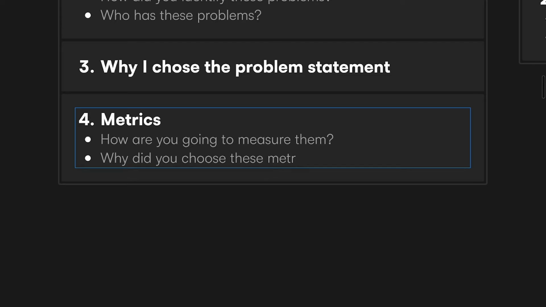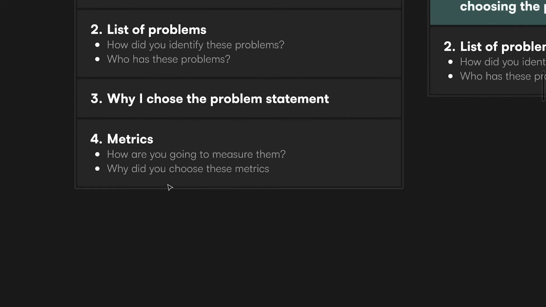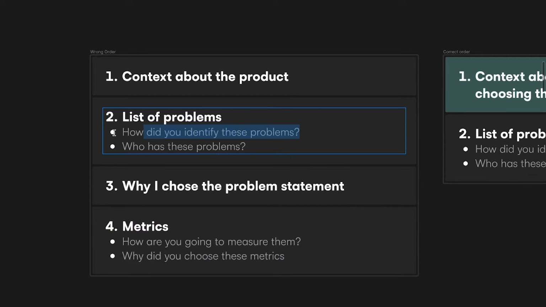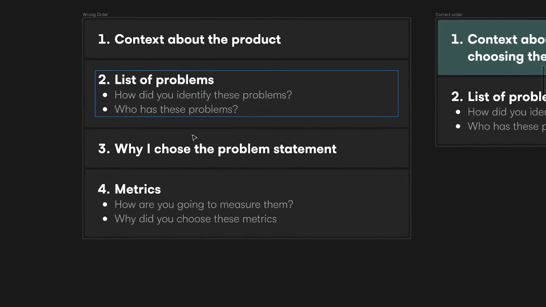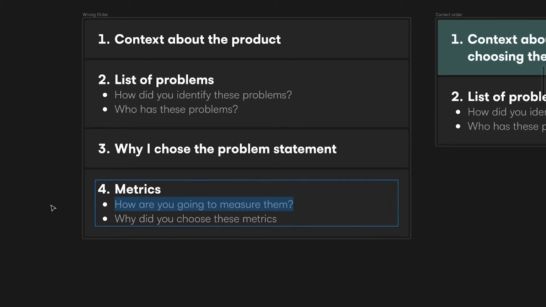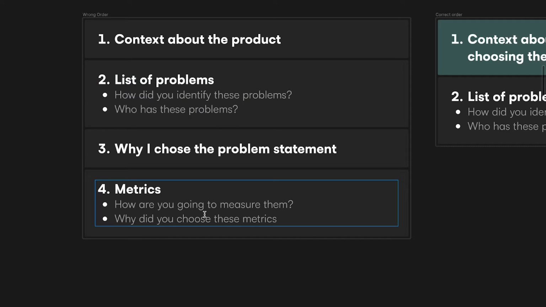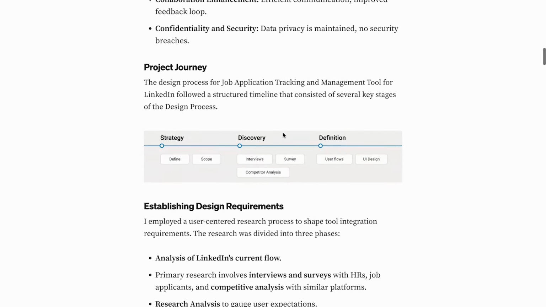Like I said, the problem is I don't have enough information as a recruiter to validate if these are the right metrics, because first of all, I don't even understand the problem statements correctly, right? I don't even know if these are the right problem statements or there are more, and how did you identify this? And of course, I have no idea how you're going to measure them, right? So it's important to make that connection between the problems and the metrics that are going to be impacted by solving that problem.